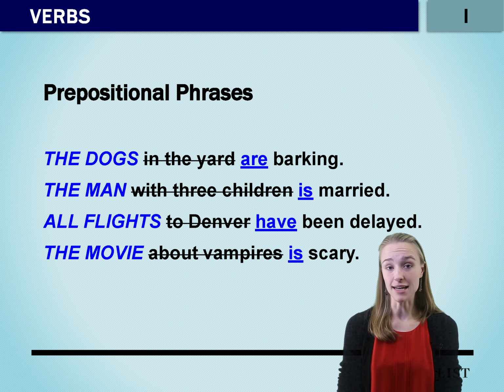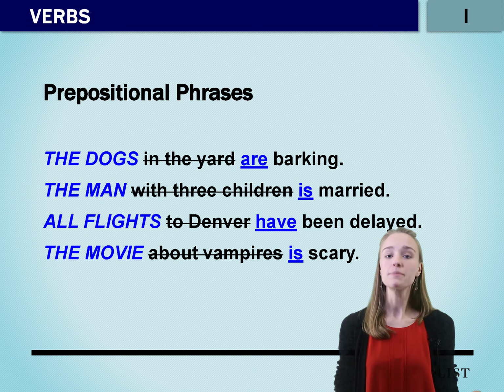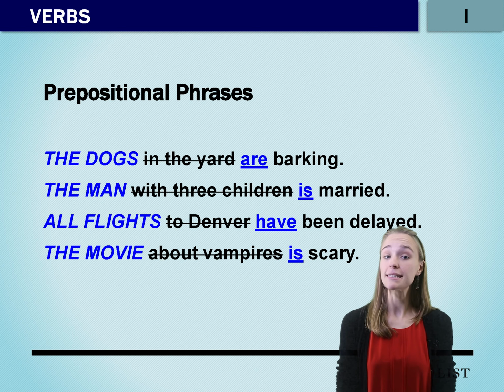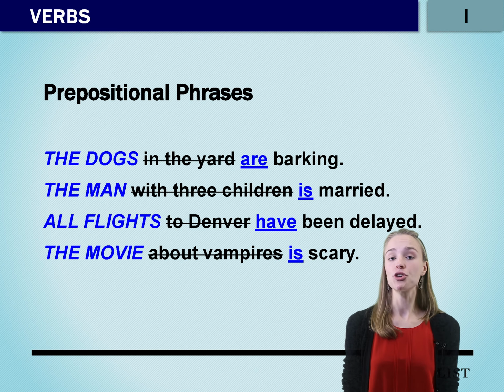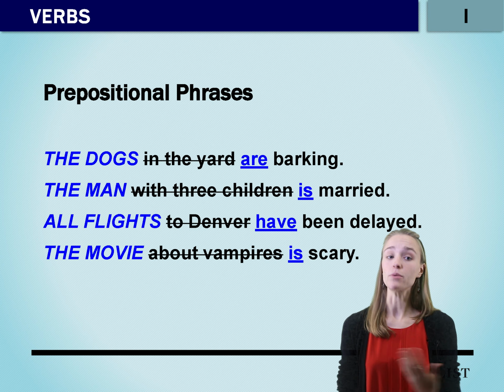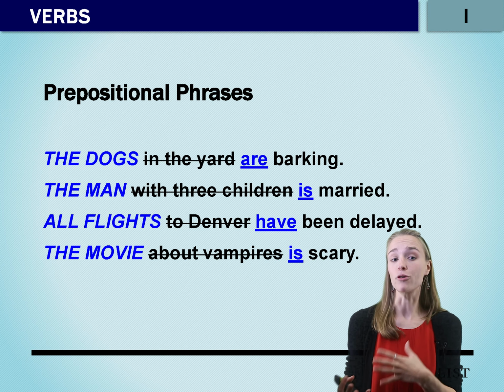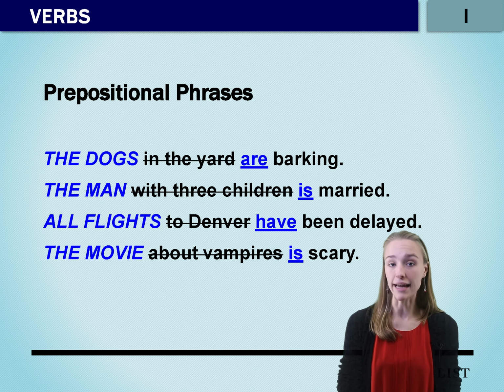So in our next example, we have all flights to Denver have been delayed. What is our preposition? Our preposition in this case is to, and the object of that preposition is Denver. So what we want to do is eliminate our prepositional phrase and get rid of to Denver so that we're left with all flights, a plural subject, and our verb have been delayed.